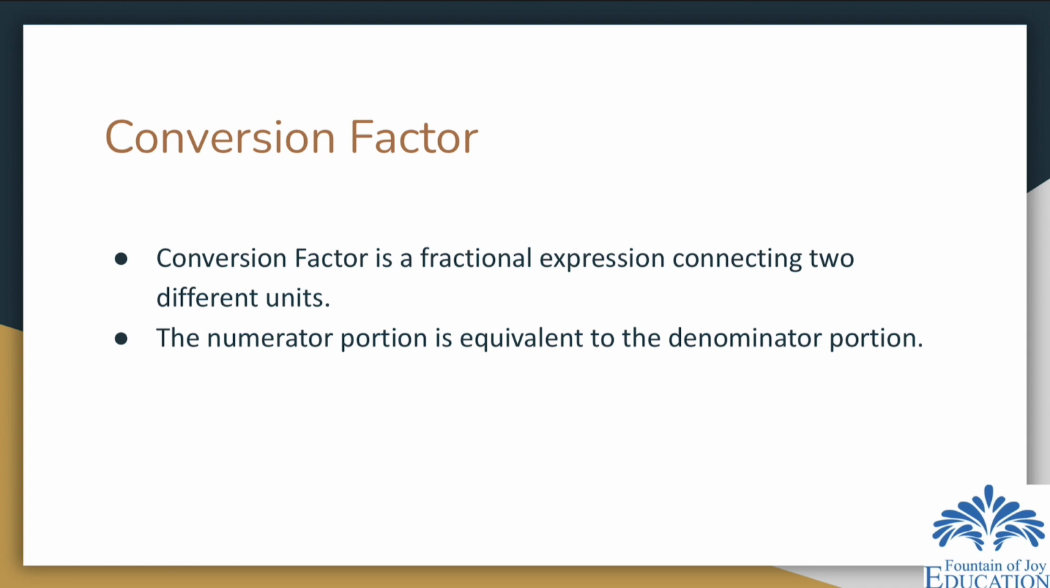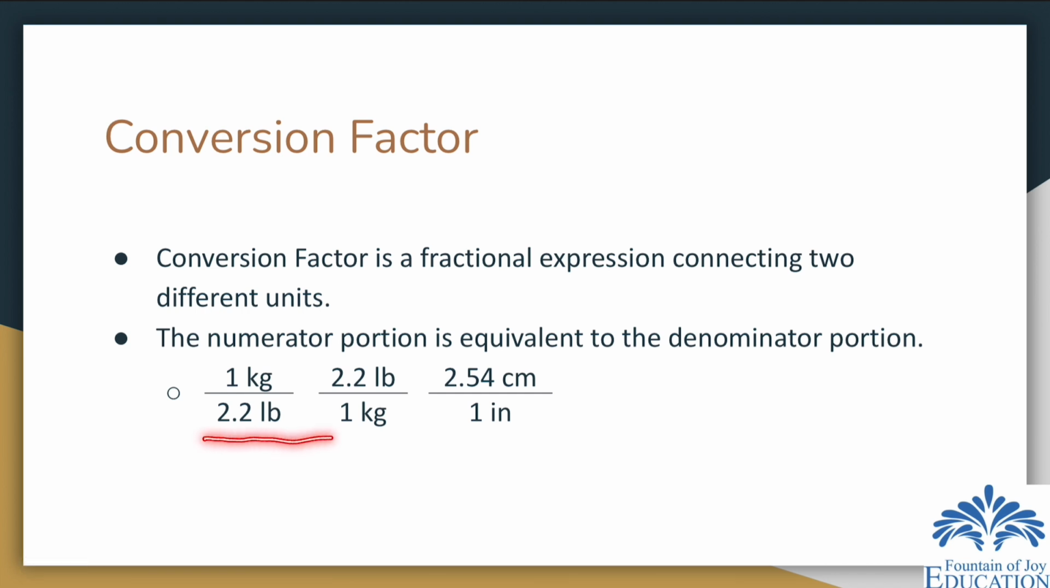Here are some examples of conversion factors. Earlier we mentioned the conversion between mass. Here are two conversion factors that we can use to convert between kilogram and pound. And notice that you can write these conversion factors with either kilograms in the numerator or pound in the numerator. And here's another example to convert the unit of centimeter to inches.